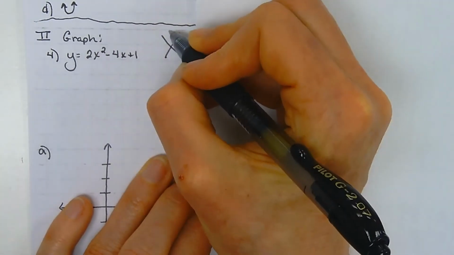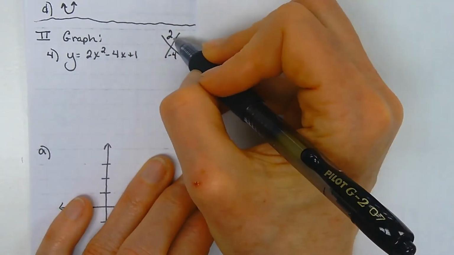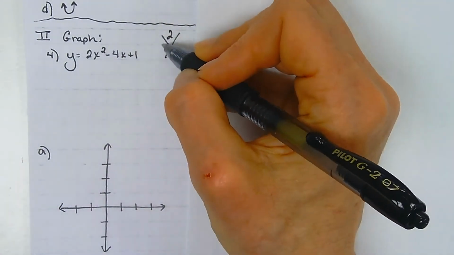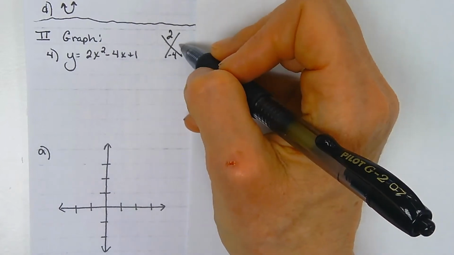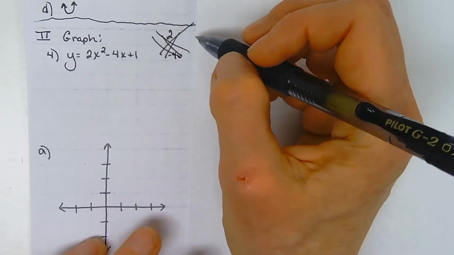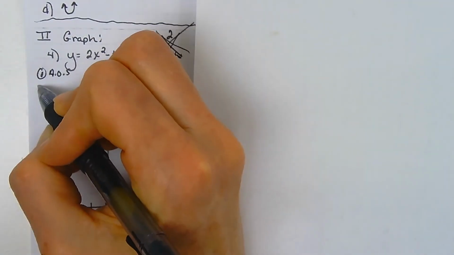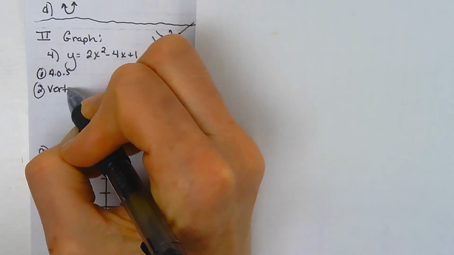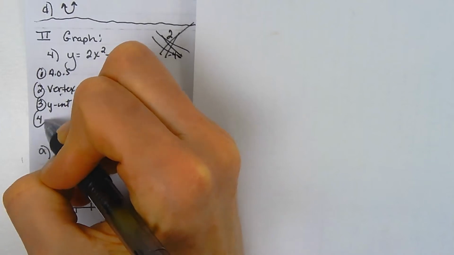2 times 1 is 2, and negative 4 goes down here. There are no two factors of 2. 2 and 1 do not add up to negative 4, and negative 2 and negative 1 do not add up to negative 4. So it's not factorable. So we're going to have to use our AOS and vertex and y-intercept method and look for any additional points.